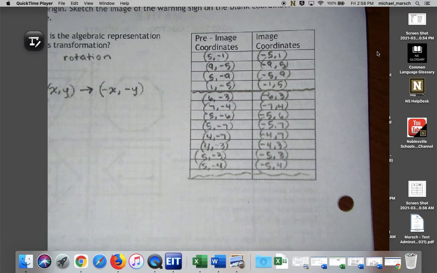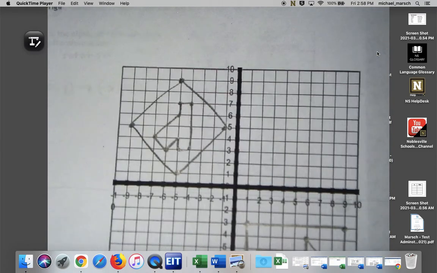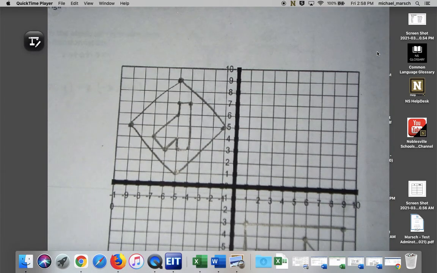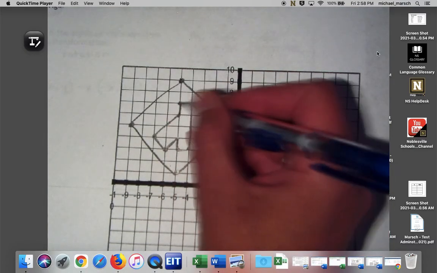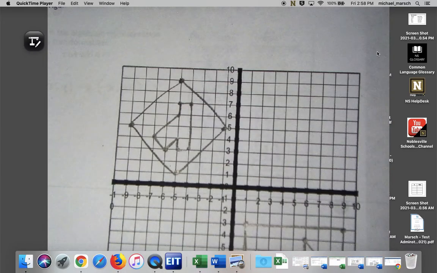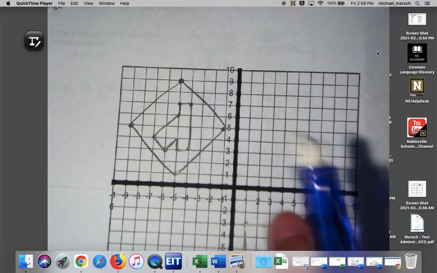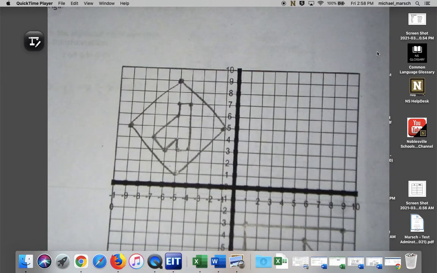Where does it go on the? Mine doesn't look right. Oh well. So it's going to be up here. So remember, as soon as you plot a point, you need to connect it to the one prior. Why is it upside down? Because it was a 180 turn, so it's going to go counterclockwise, this way, and it's going to be upside down.